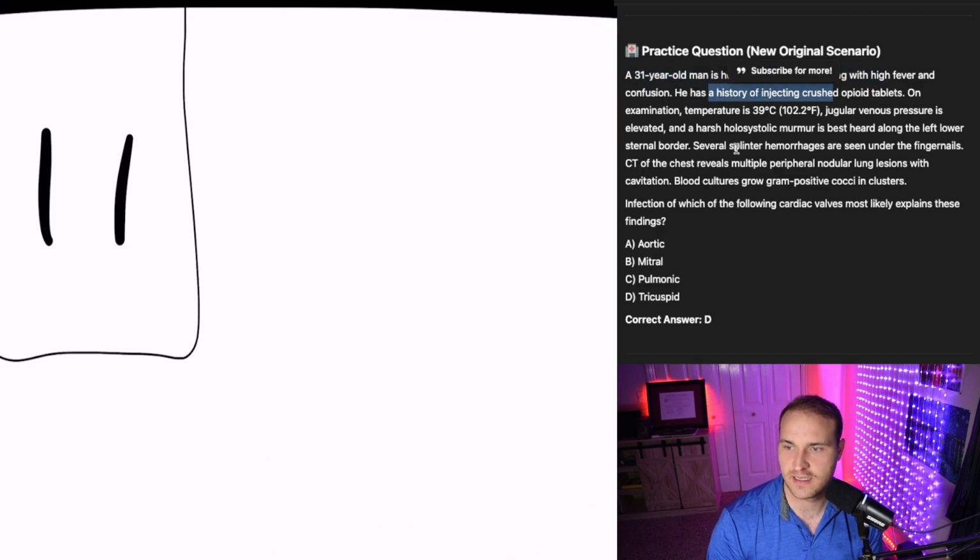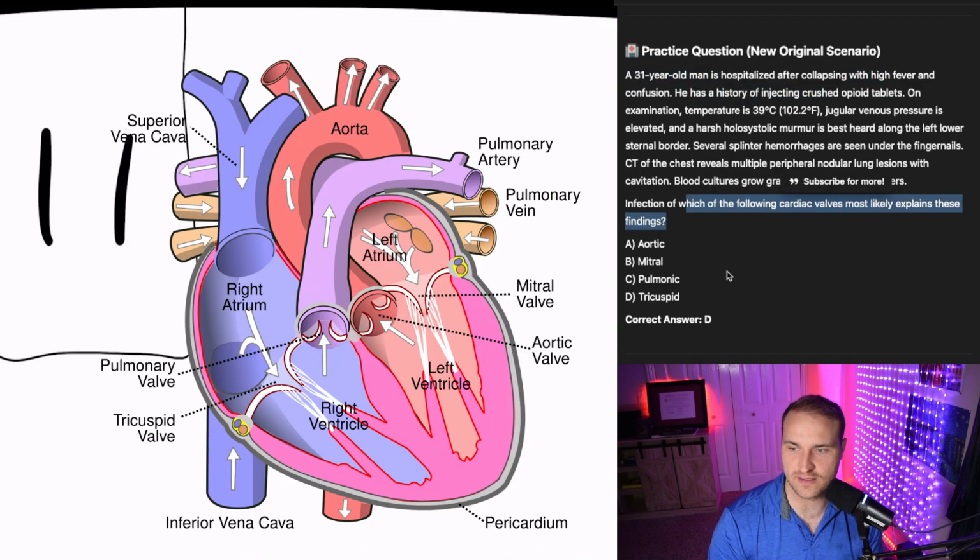Next question, we have a 31-year-old man hospitalized, collapsing, with high fever and confusion. He's been injecting, and infection of which valve most likely explains it? It's going to be the tricuspid. And this one's pretty easy. That's why I'm going quickly. Right-sided endocarditis is typical for IV drug users.